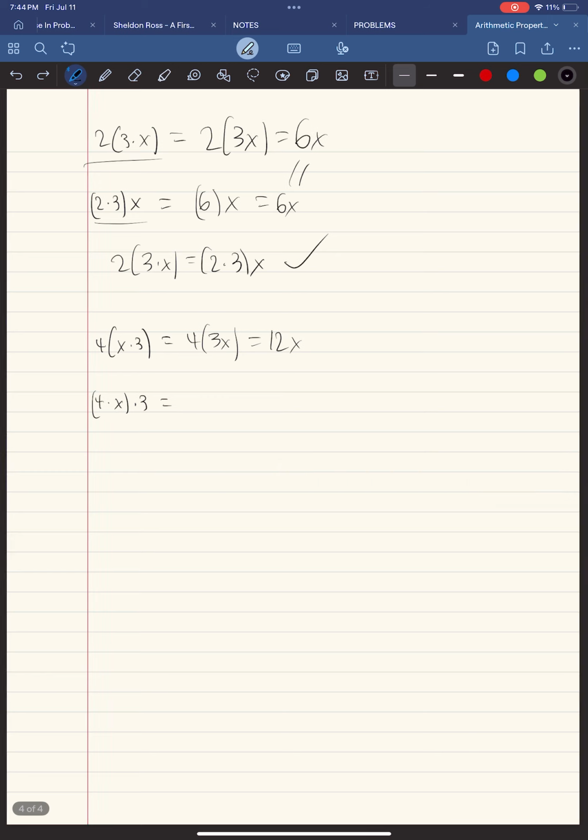So then what do we got for this other one down here? We have 4 times x in the parentheses, and then times 3 is outside of the parentheses. So what's 4 times x? It's just 4x, and then it's times 3 on the outside, which is equal to 12x, because 3 times 4 is equal to 12, and we don't know what x is, so that's all that we got. And look at that, we got 12x, which we can bring back to the original example, which is 4 times x times 3 is equal to 4 times x times 3. Perfect.